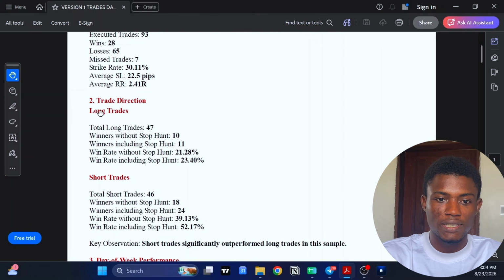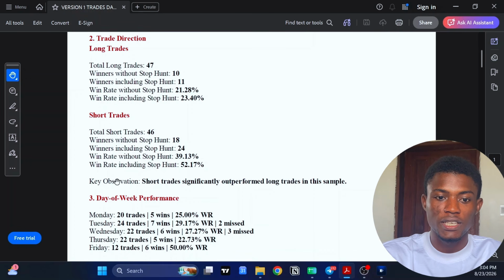I analyzed the trade direction, how many were longs, how many of the longs were winners without getting stop hunted, and with getting stop hunted, how many were winners. Then the win rates without stop outs, the win rates including stop outs, all of that. I did that for shorts too. The key observation: short trades significantly outperformed long trades in this sample, right?